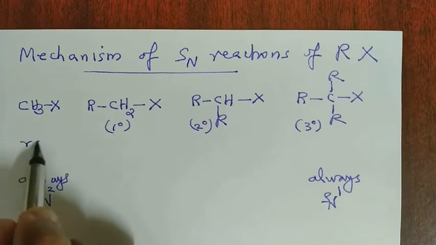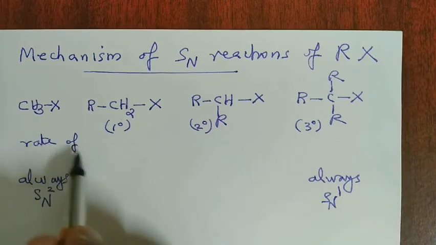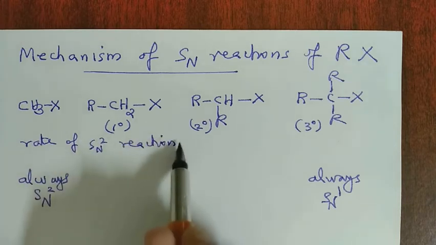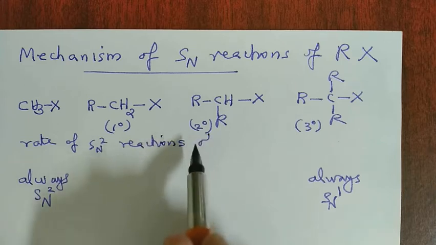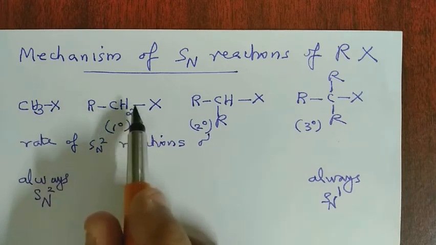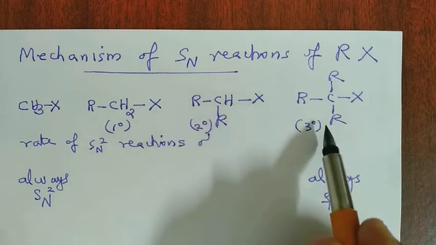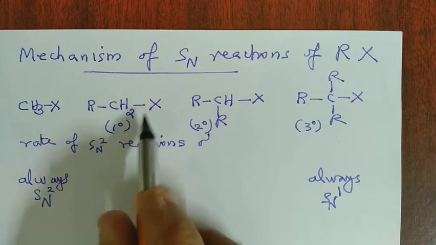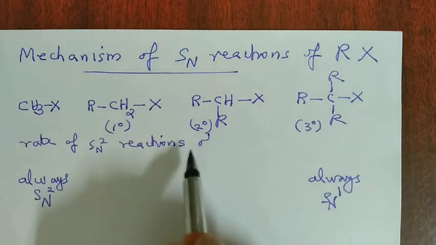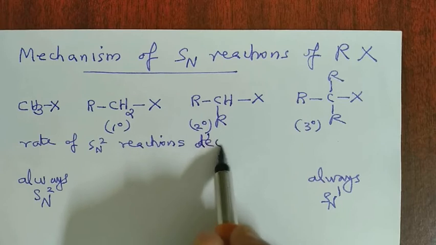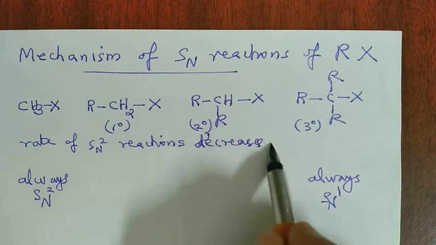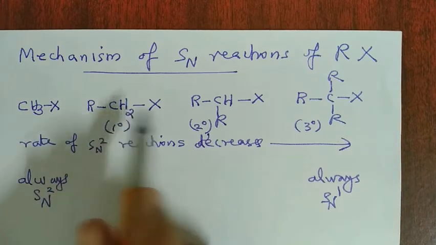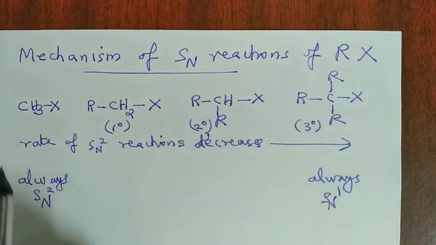When we compare the rate of SN2 reactions of methyl halide, primary alkyl halide, secondary alkyl halide and tertiary alkyl halide having a common halogen atom, it decreases from left to right. That is, methyl halide is most reactive, followed by primary, then secondary, then tertiary.